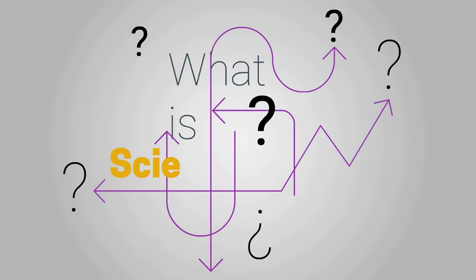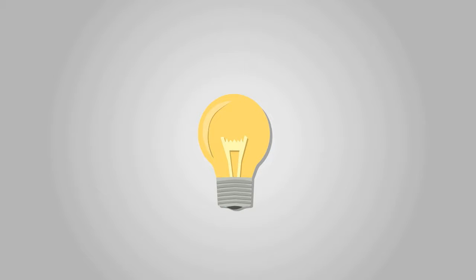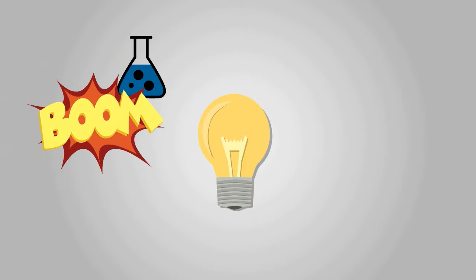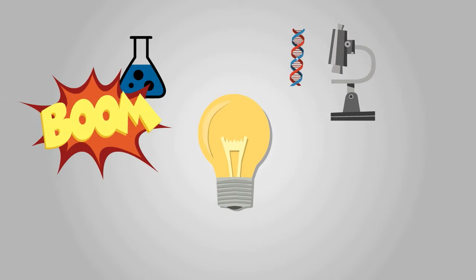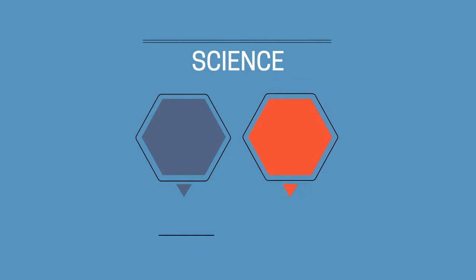Before you can progress any further in your study of science, it is important for you to understand exactly what science is. You probably already have some ideas about what science is in your head. Maybe it includes experiments or blowing things up. Maybe you think about DNA and microscopes. Maybe you even think about Newton's laws or the solar system. If any of those things cross your mind when you think about science, you aren't wrong.